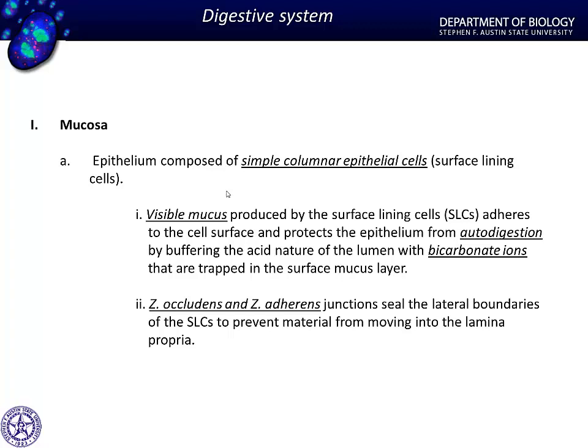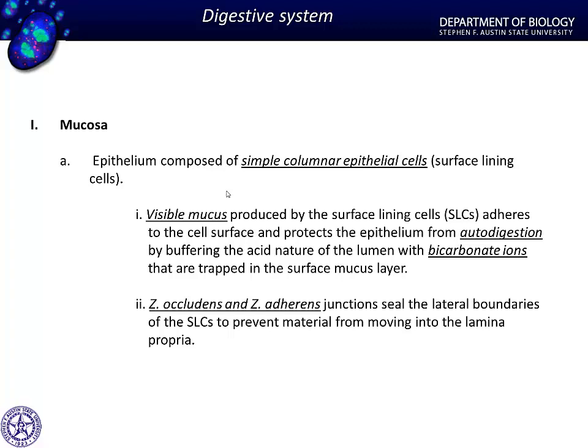So now, as we talk about the different regions, as always, we're starting with the mucosa. And so now we are almost exclusively, we've done away with the stratified squamous. Now we're simple columnar, and we'll maintain this throughout much of the rest of our alimentary canal until we get to the end, and we'll then change back to our stratified squamous type epithelium. But these are our surface lining cells, and you'll see that SLC abbreviated throughout a lot of the literature. And these surface lining cells are actually secretory, and they're going to produce what is referred to as visible mucus.